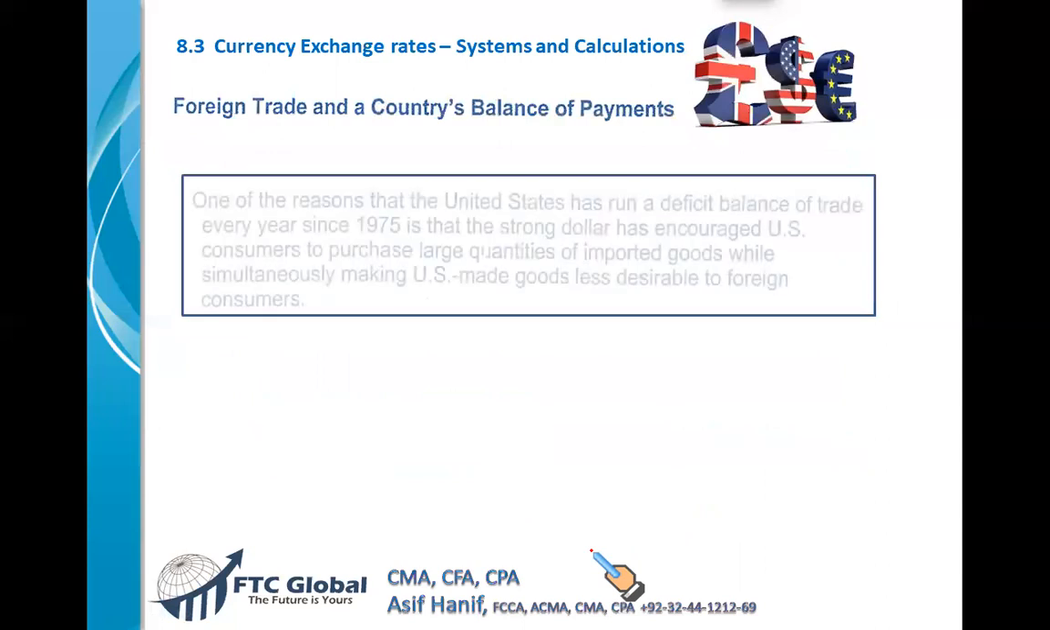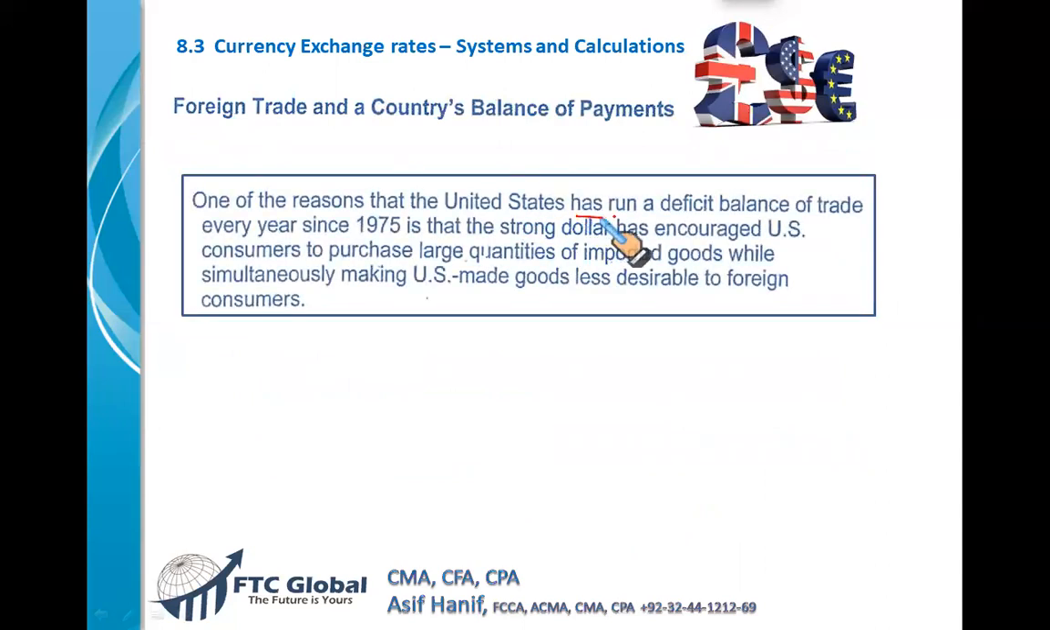Okay, now, one of the reasons that the United States has run a trade deficit every year since 1975 is that the strong dollar has encouraged US consumers to purchase large quantities of imported goods from China, Pakistan, and the rest of the Asian countries. So still, since 1975, if the US economy is facing deficits, then how are they surviving? How do they finance their balance of payment deficit?